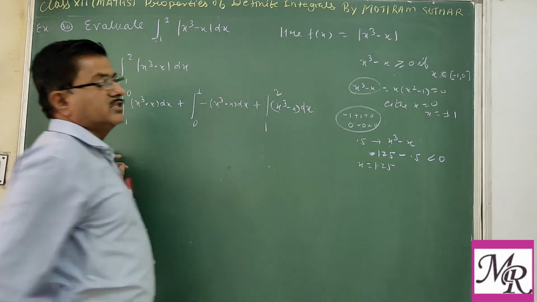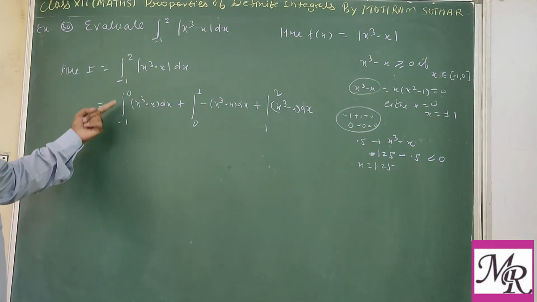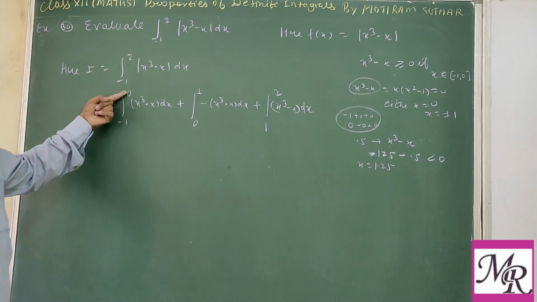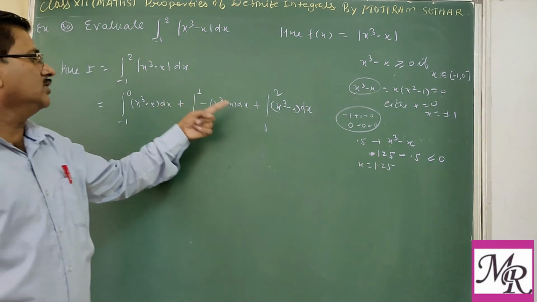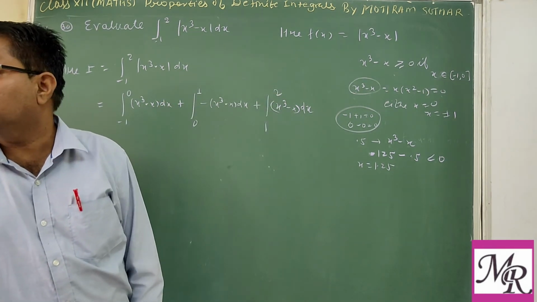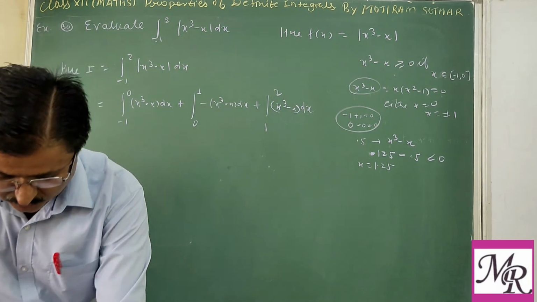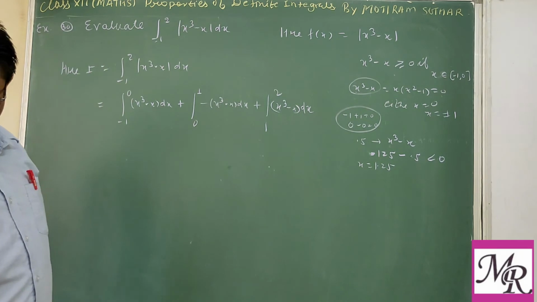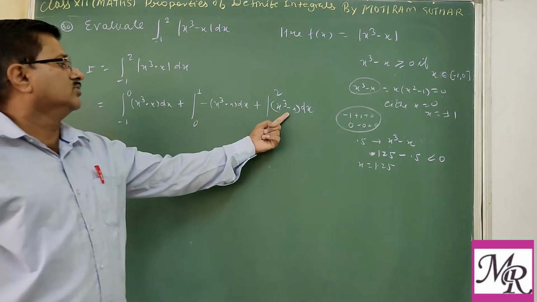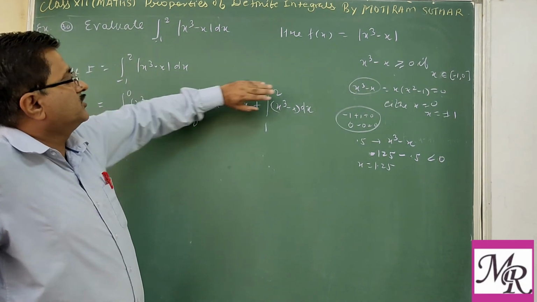So here we are using the property P2, that is, the limit from a to b can be written as a to c, c to d, d to b. The limit can be broken into 3 parts. Now why are we breaking the limit? Because according to the interval, the value of the function is positive, negative, positive.